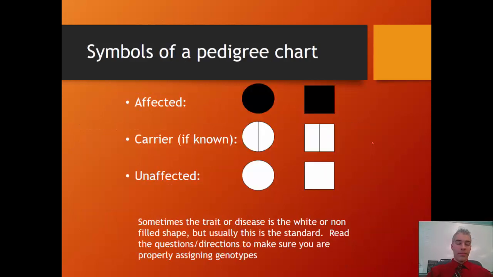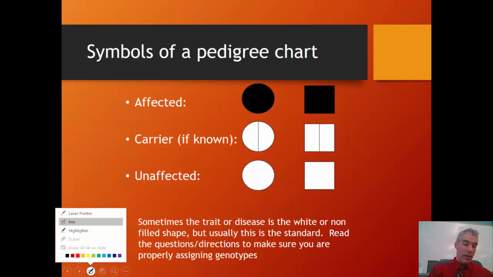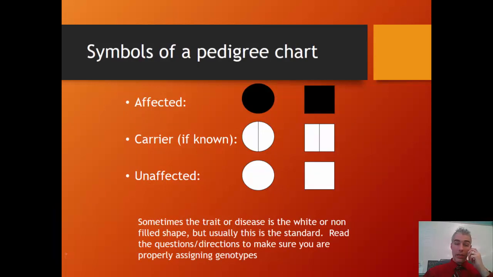The next thing, I'm going to change the color real quick here, is how we color these symbols in to designate if they are affected, if they're a carrier, or if they're unaffected. So affected and unaffected are actually exactly how you would normally see them. Affected is usually filled in or darkened, whereas unaffected is not. A carrier, if we know this information, which we don't always know, will be colored in half dark and half light, like so.